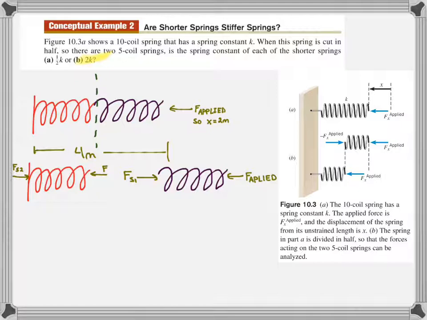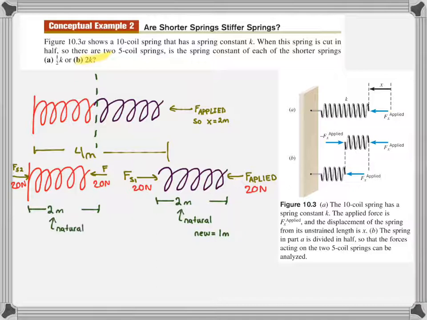So for the sake of argument, just to visualize, let's assume that the amount of force needed to stretch the original 10 coils from 4 meters to 2 meters was 20 newtons. Since everything is in equilibrium, the spring is no longer being compressed anymore. That means if we look at it and cut it halfway, it's pushing back with 20 newtons, which means this is 20 newtons and that's 20 newtons. So the original natural length of each half was 2 meters. When we compressed it, it all got compressed equally, so it went from 2 meters to 1 meter.